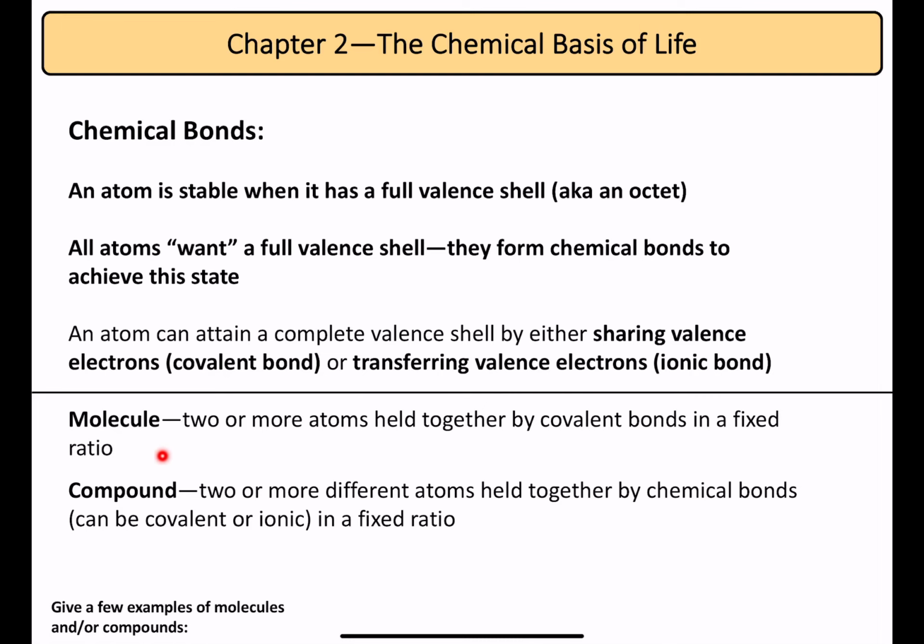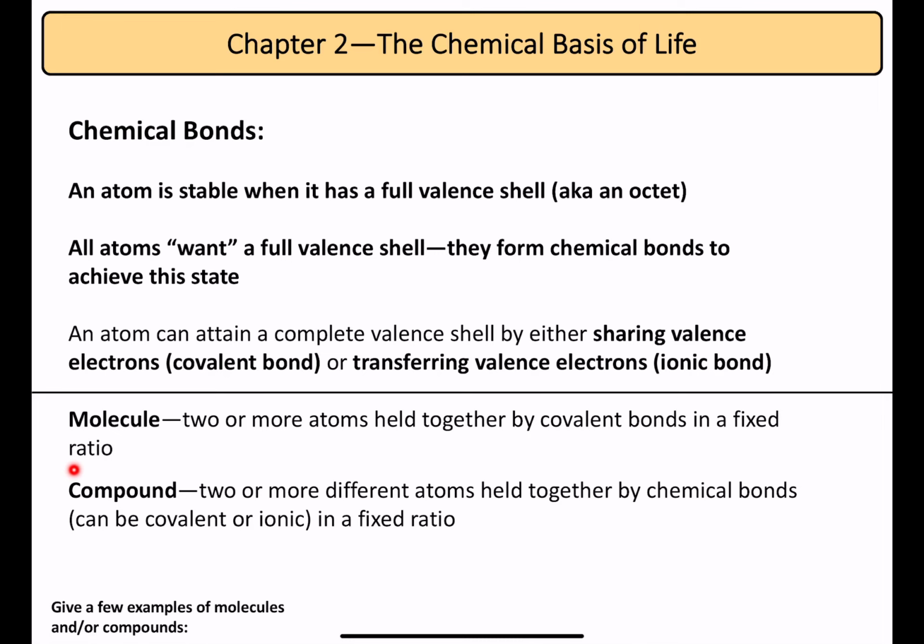And we want to define and distinguish between two different terms here, and those terms are molecules and compounds. So first, let me state their definitions. A molecule is composed of two or more atoms held together specifically by covalent bonds. And those atoms are always existing in a fixed ratio. So for instance, water is H2O. There's always 2 hydrogen atoms for every 1 oxygen atom.